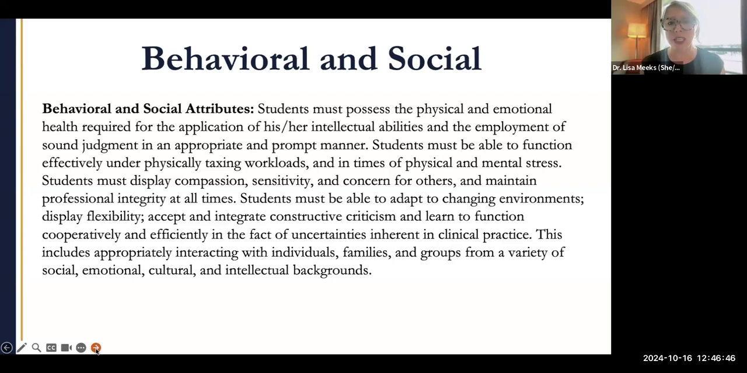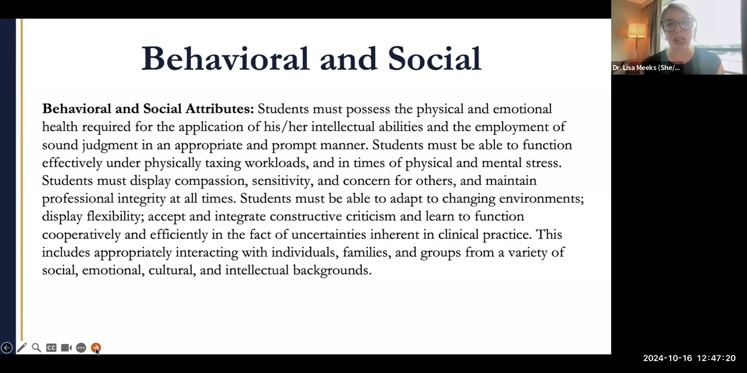So this is just a typical behavioral domain statement. Students must possess the physical and emotional health required for the application of his or her emotional abilities and the employment of sound judgment in an appropriate and prompt manner. Students must be able to function effectively under physically taxing workloads and in times of physical and mental stress. Students must display compassion, sensitivity, and concern for others and maintain professional integrity at all times.